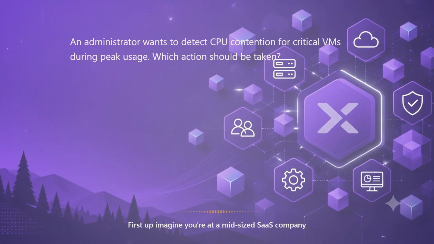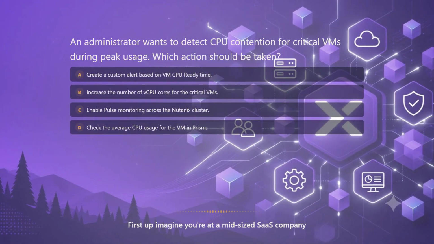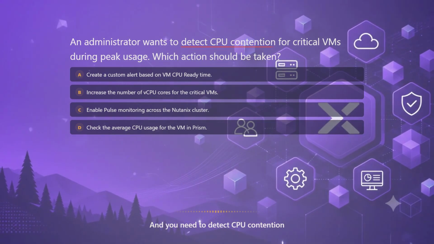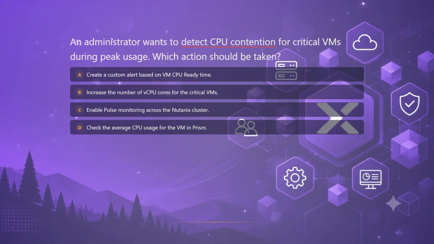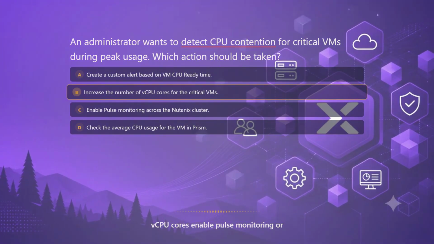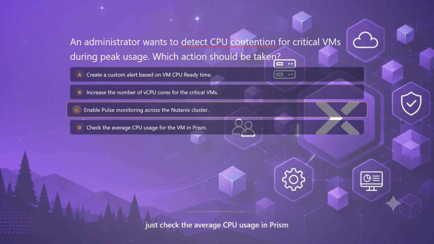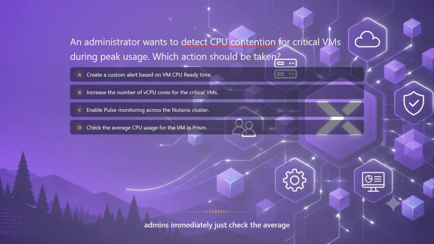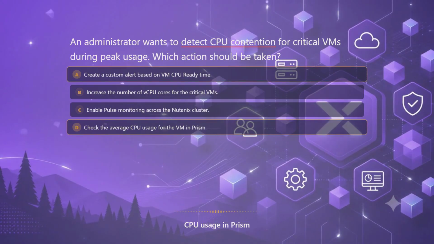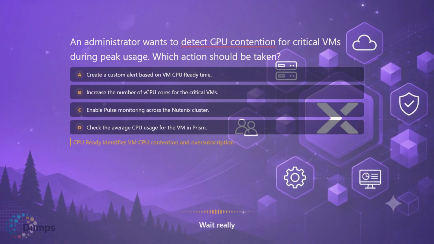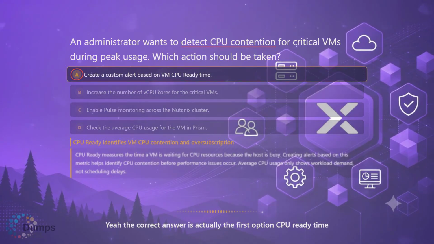Let's do it. First up, imagine you're at a mid-sized SaaS company. Your critical VMs are peaking, and you need to detect CPU contention. Do you create a custom alert based on VM CPU ready time, increase your vCPU cores, enable pulse monitoring, or just check the average CPU usage in Prism? Well, honestly, if an app feels sluggish, most admins immediately just check the average CPU usage in Prism. It's totally familiarity bias. And that is exactly the trap. Wait, really? Yeah, the correct answer is actually the first option, CPU ready time.